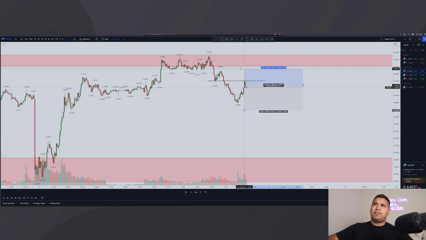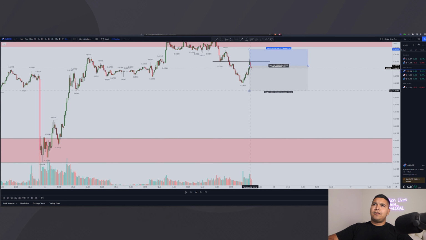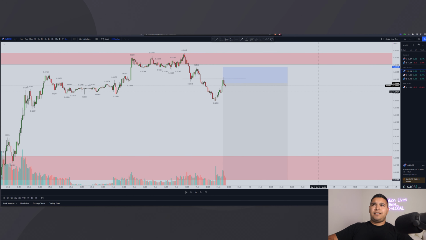My stop loss above the previous high, something like this, and my target down to our 4-hour support, something like this. And immediately you guys can see we have a 5.9 risk to reward. So you risk 1%, you could make 6%, you risk 2%, you can make 12%, so on and so forth.